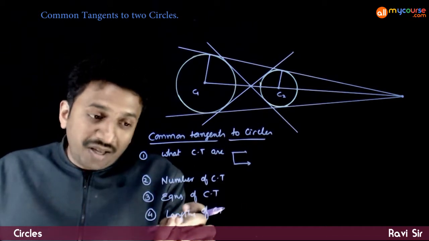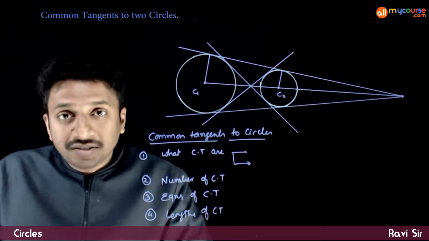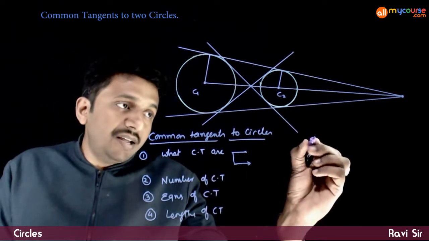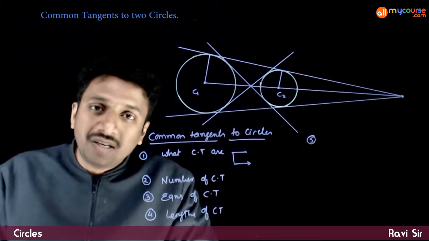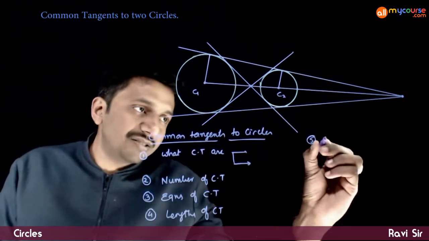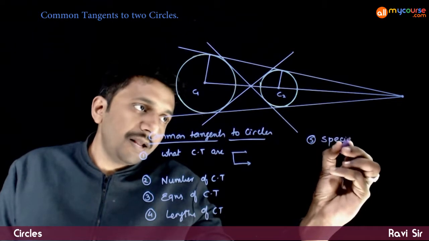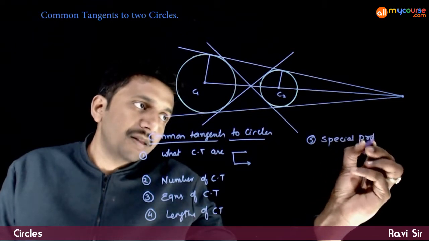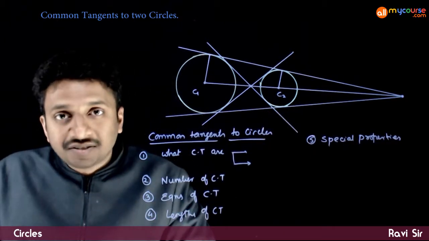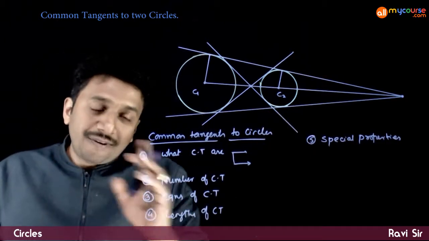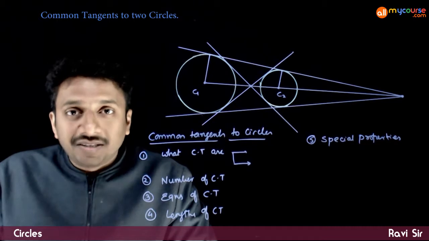So the fourth topic is the lengths of common tangents, and finally we'll see if there are some special properties of these tangents. First question, what is a common tangent?